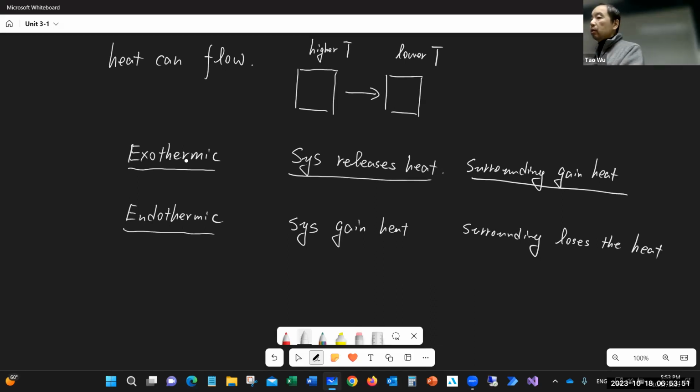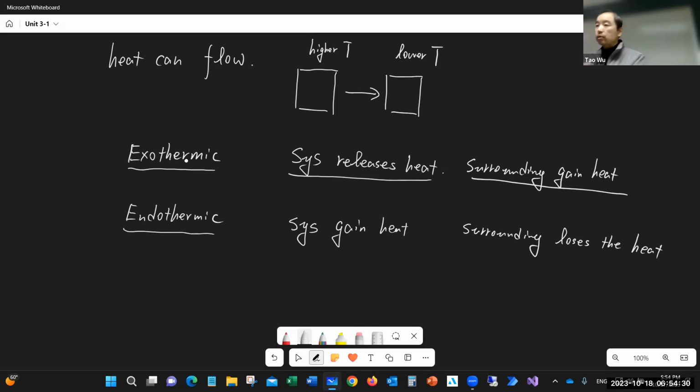Yeah. So you see, endothermic and exothermic are coupled. That really depends on what kind of system you're talking about, just like the flame and the ice cube. If you're talking about the flame constantly giving the heat out, then that flame is exothermic. But if you're talking about the ice cube, then this system becomes endothermic because it constantly receives the heat, and the heat is coming from the flame. So endothermic and exothermic are coupled together.